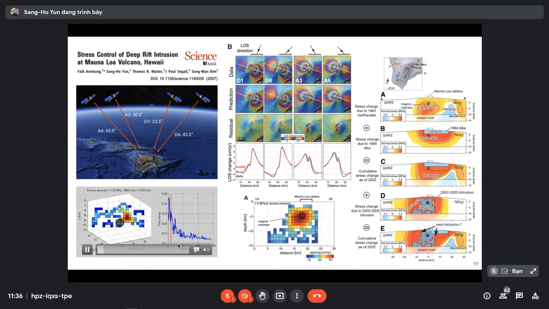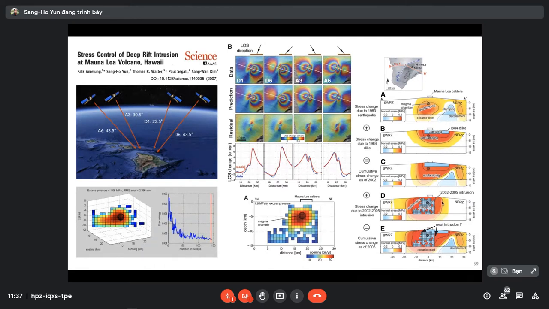And as you run simulated annealing, which is one of the global optimization methods, the dike converges to a certain shape and better explains the observation on the surface. So the misfit gets reduced. We can simultaneously estimate the shape of the intruded magma body and the excess magma pressure of that.